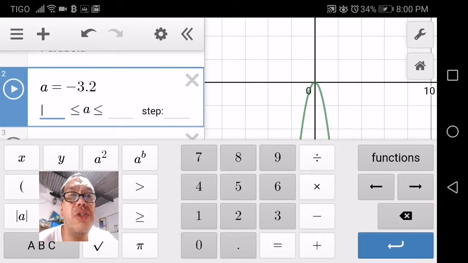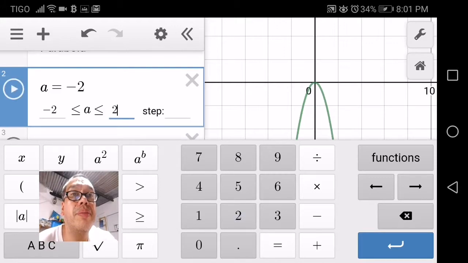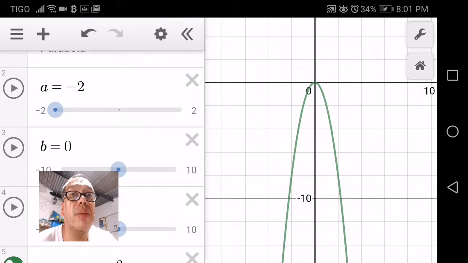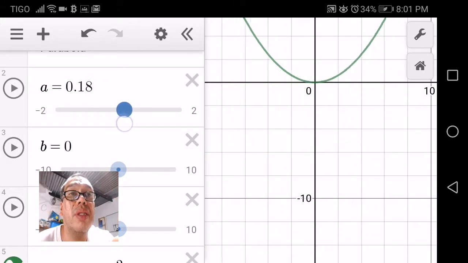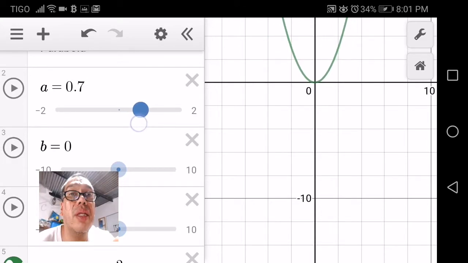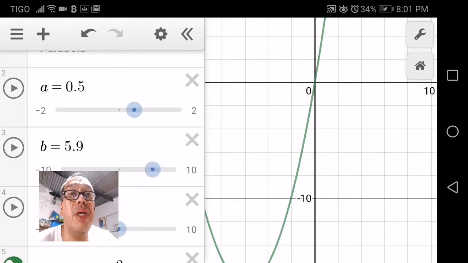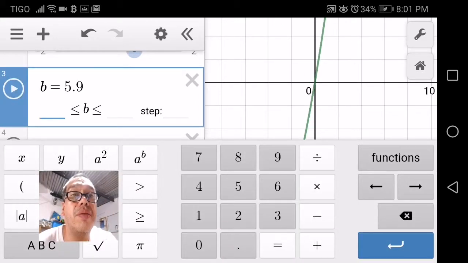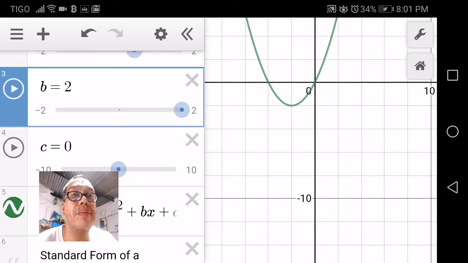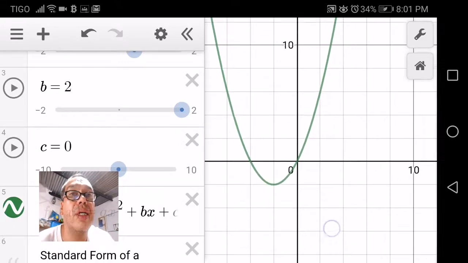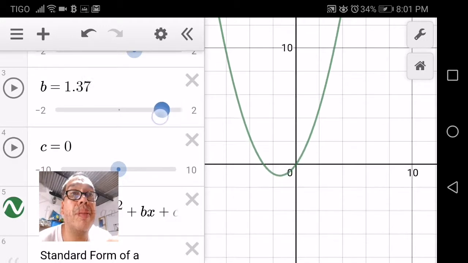Now, I'm just gonna change this parameter from -2 to +2 to make it a little bit more manageable and see what it does very gradually. And let's leave it at 0.5. And now let's change b also. If b can go from -2 to +2, I want to see what happens as you vary the value of b.